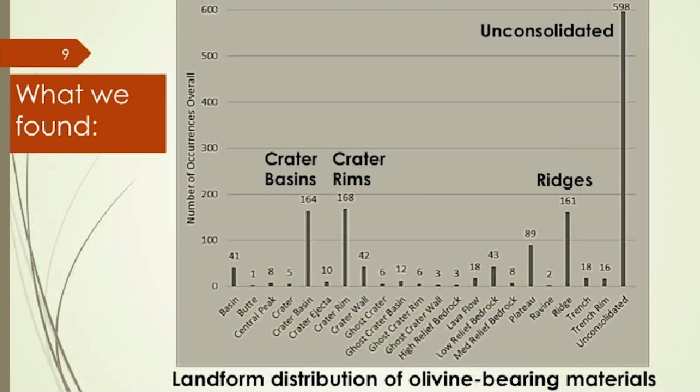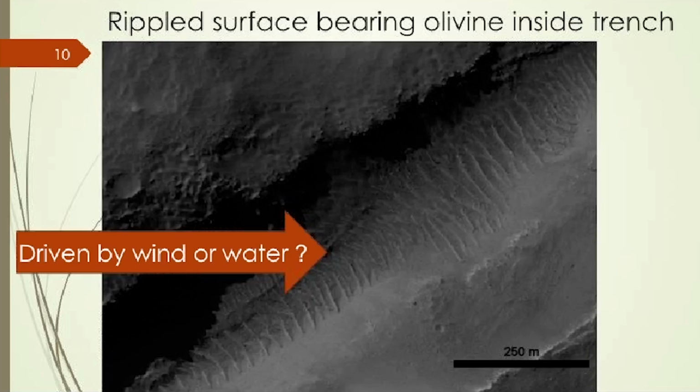We got some really cool results. We found olivine primarily in unconsolidated materials, which I'll tell you why that's so cool in just a moment. And we also found it in crater basins, crater rims, and ridges primarily. So why is it important that we found olivine in unconsolidated materials? Well, there's kind of two factors that could potentially have influenced the types of formations, the unconsolidated materials.